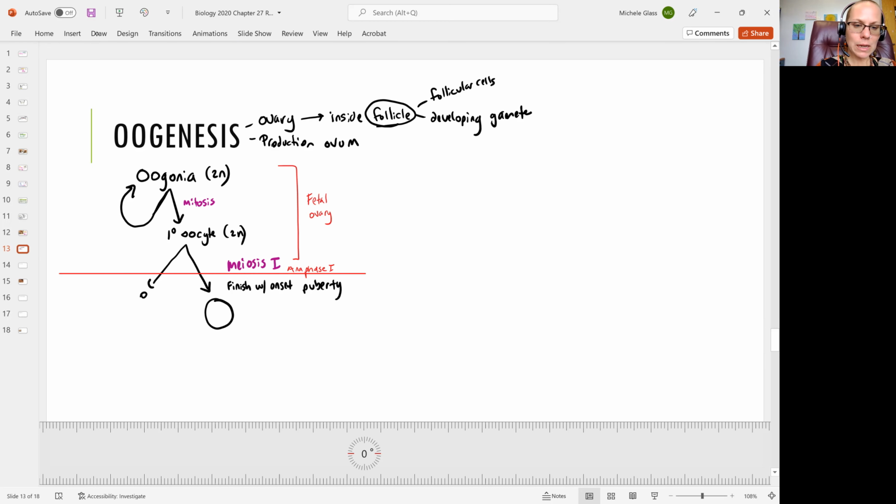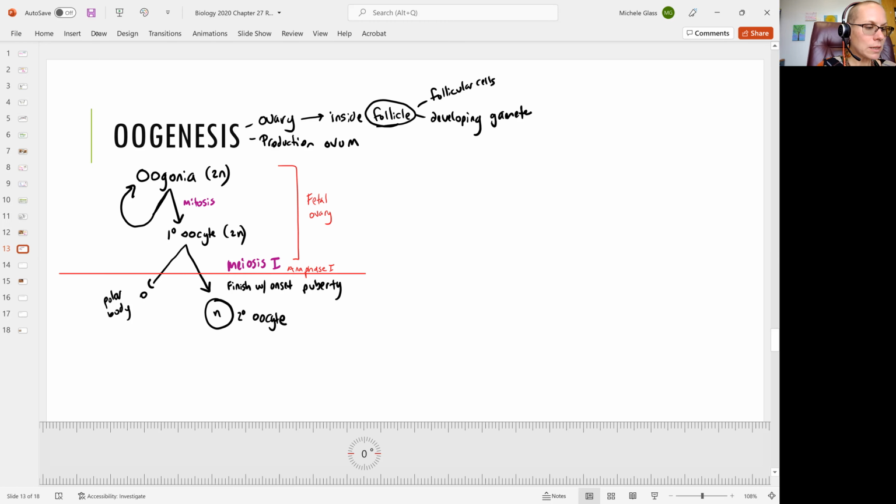And then when that primary oocyte actually finishes meiosis 1, we're going to call one of those cells a secondary oocyte, and we're going to call the other cell a polar body. And the polar body is basically half of the genetic information. So the secondary oocyte is haploid. But all of the cytoplasm, all of the organelles and so forth make their way into the secondary oocyte. So it's an uneven divide. And that polar body does nothing. It never is fertilized. It's just totally disintegrated, dissolved by the body.